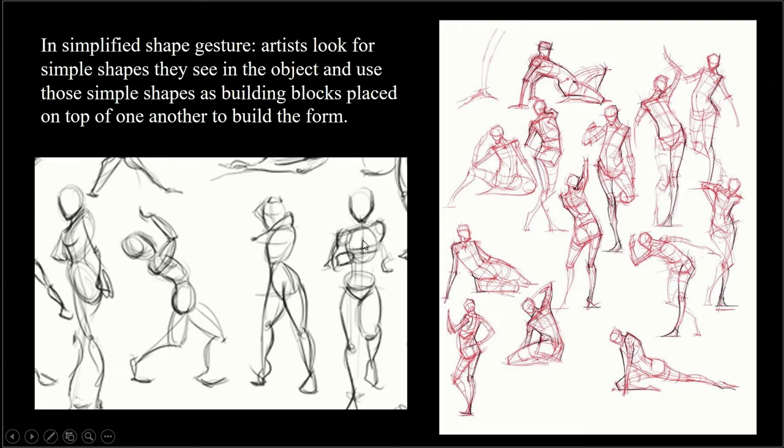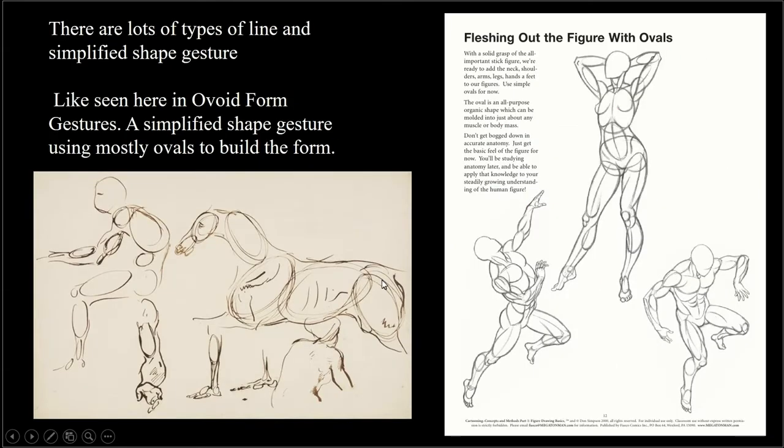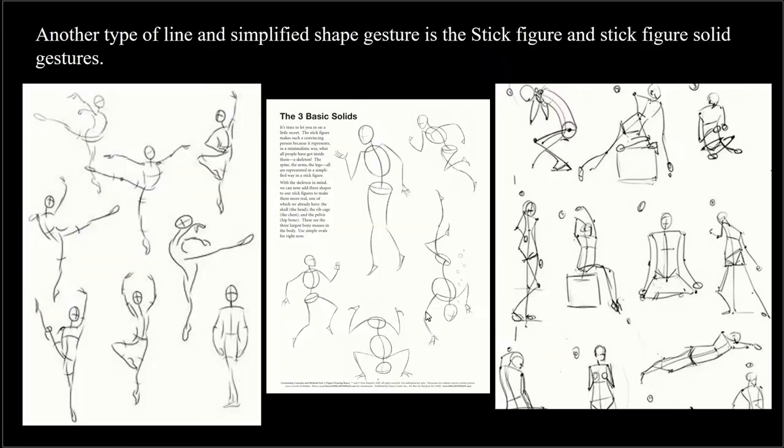Here they're using the circles to build this and conical oval shapes that are there. There are lots of types of line and simplified shape gestures out there, like the ovoid forms gestures seen here. It's a simplified shape type of gesture that uses primarily ovals and circles to build the form. So here you can see they're finding the shape and direction of the ovals to draw this horse. Lots of people use this, especially for muscle structure in the figure.